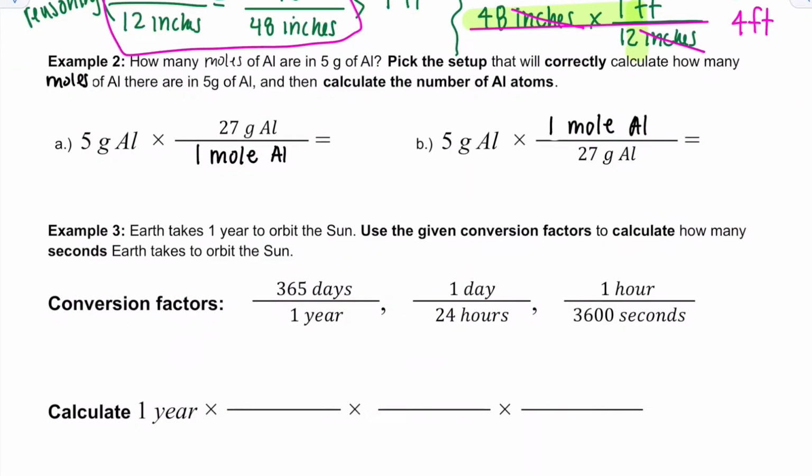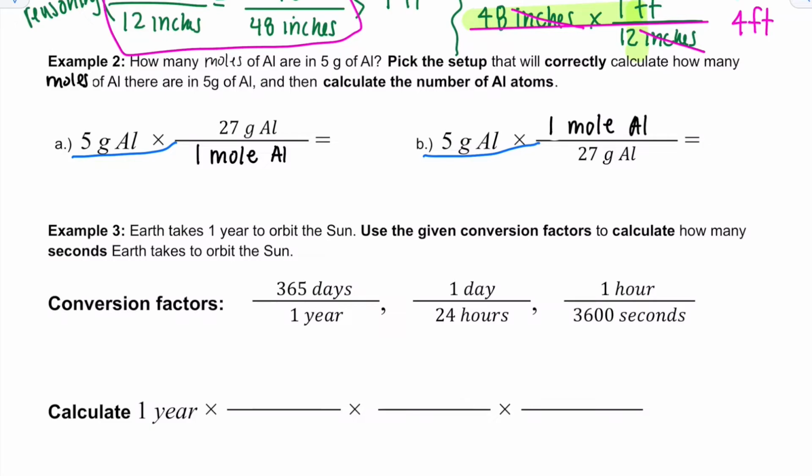How many moles of aluminum are in 5 grams of aluminum? For this problem, we're going to pick the setup that is correct, and then we are going to calculate. The way that you can tell what is correct is by looking at the unit cancellation. If I extend my line, where my 5 grams is on top, I can look at how the units are canceling out.